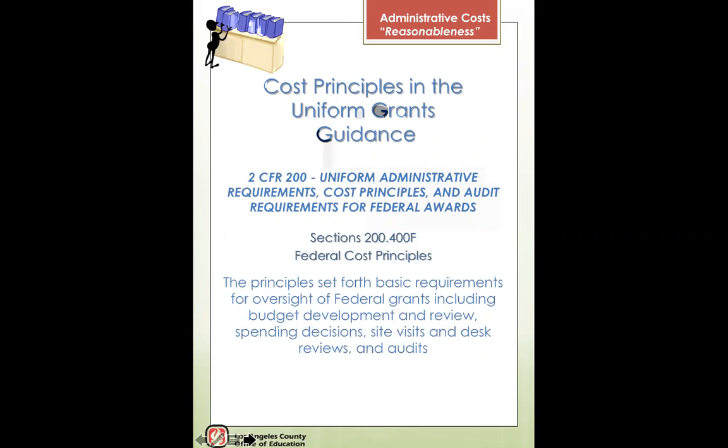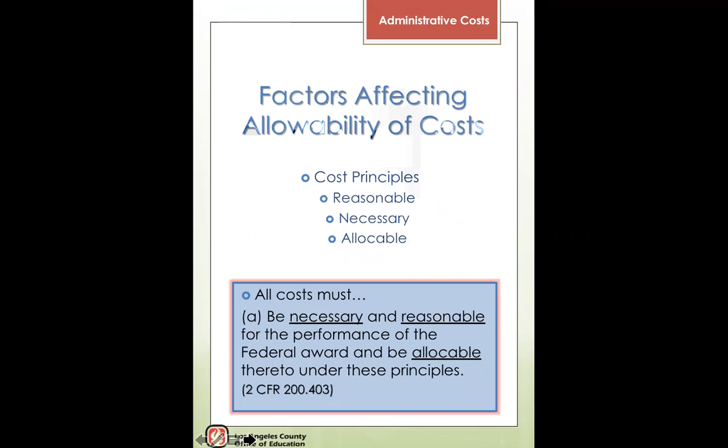There's something called Administrative Requirements Cost Principles, and these are the federal cost principles. And the federal cost principles set forth oversight requirements for federal grants, budget development review, and any kind of desk reviews and audits. So let's take a look. The factors affecting allowability include, on the next slide, the cost principles, and included in that is whether a cost is reasonable, necessary, and allocable. And all of those determine if the cost can be applied.